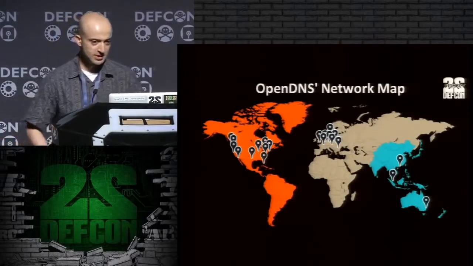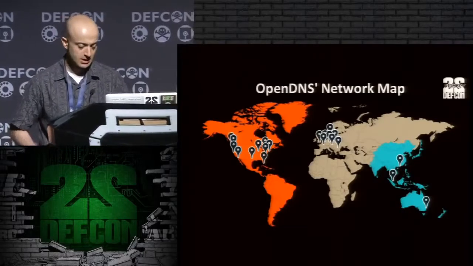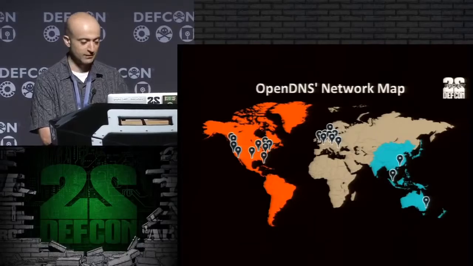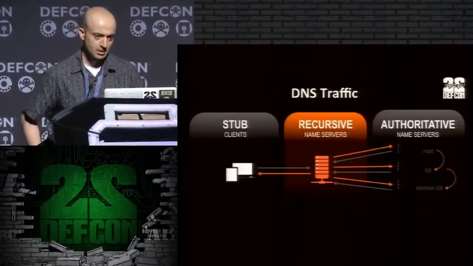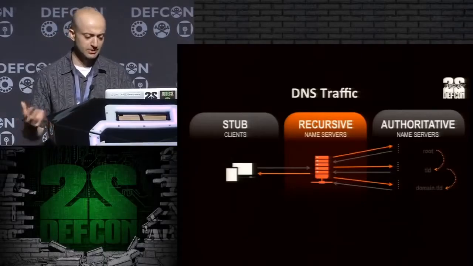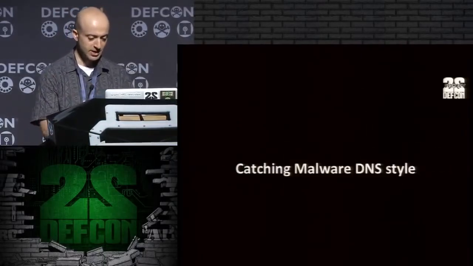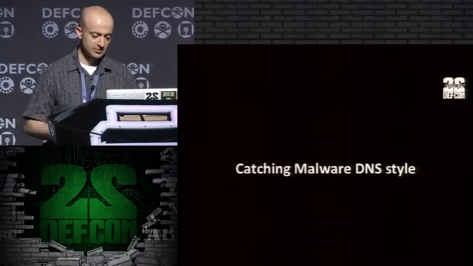So OpenDNS has 22 data centers across the globe, four continents, and that allows us to see a lot of traffic, mainly DNS of two types, recursive and authoritative. And that allows us to build a lot of useful models. Now, the first part will be about catching malware from a DNS perspective.